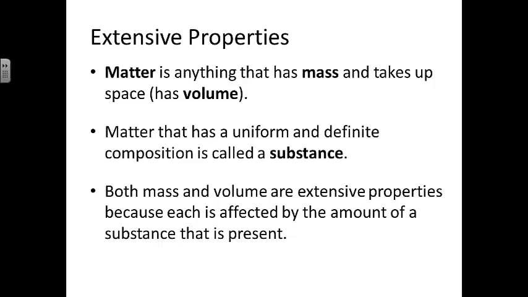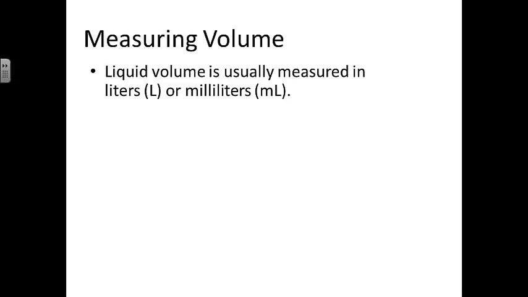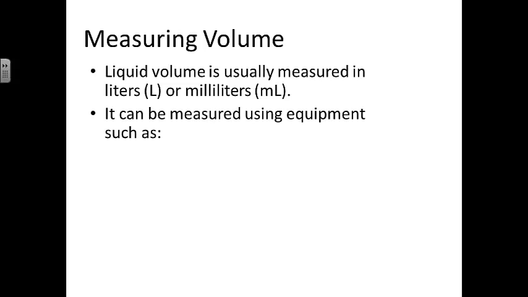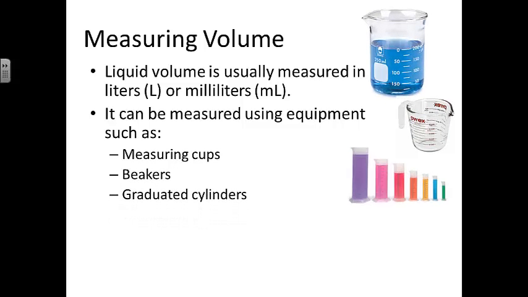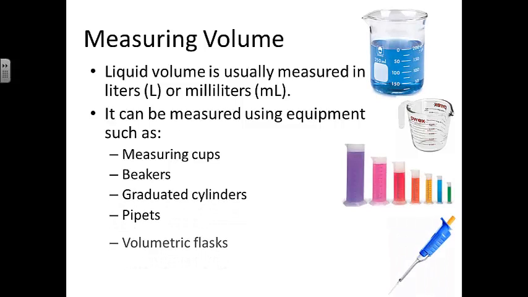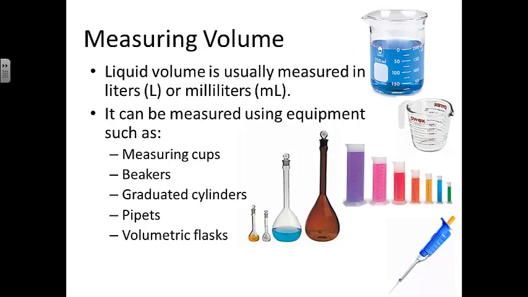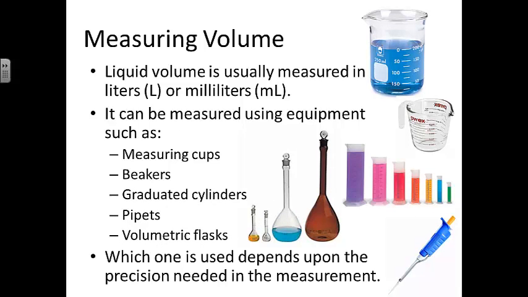Both mass and volume are extensive properties because each one is affected by the amount of substance that's present. If there's more substance present, it's going to have more mass. It's going to take up a larger volume. Liquid volume is usually measured in liters or milliliters. It can be measured using a variety of pieces of equipment, things such as measuring cups like you use in your kitchen, beakers, graduated cylinders, pipettes, and volumetric flasks. Which one gets used is going to depend upon the precision needed in the measurements.